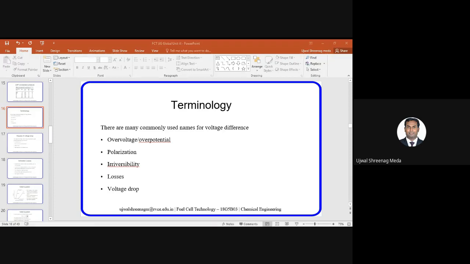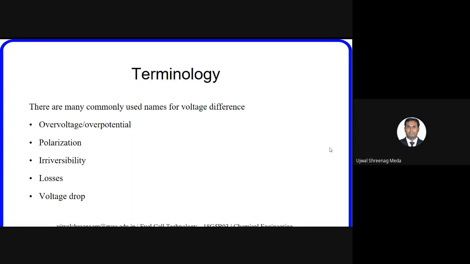So today we shall look into the losses. And briefly, we touched upon the different terminologies that are used for the same concept, that is voltage difference or potential difference. You're able to see the presentation, right? Yes, sir.